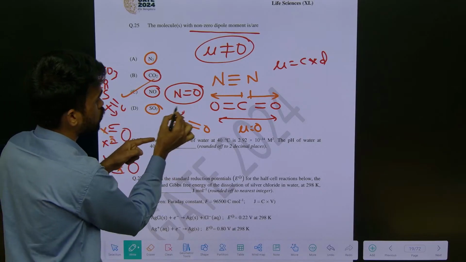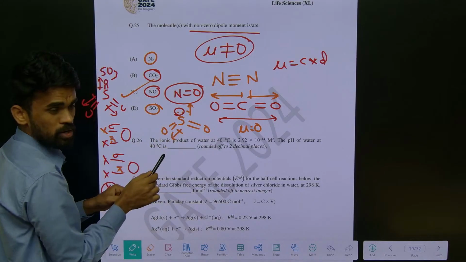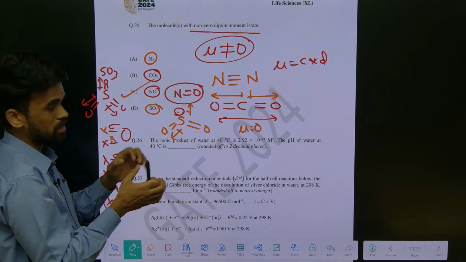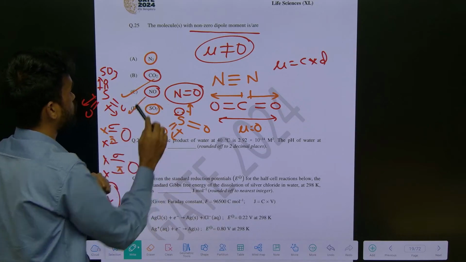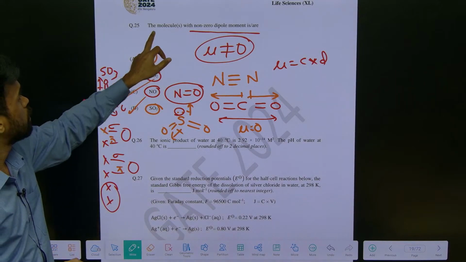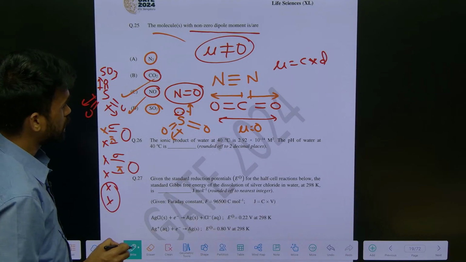But here lone pairs are there, and oxygen pulls towards itself, but not exactly equal. So there will not be equal dipole moments, it's non-equal. So non-zero dipole moment will be seen in this option also. So CD will be the perfect answer. Molecules, MSQ. So CD is your answer, right.